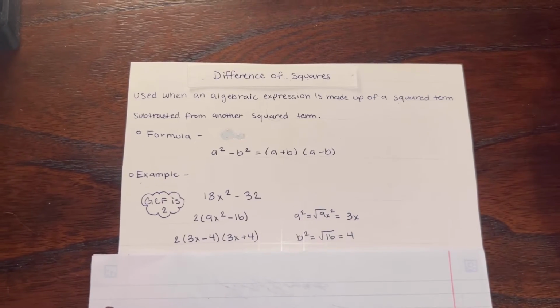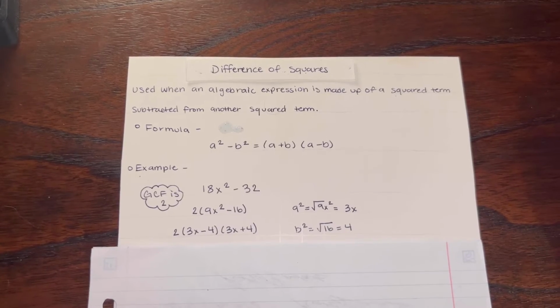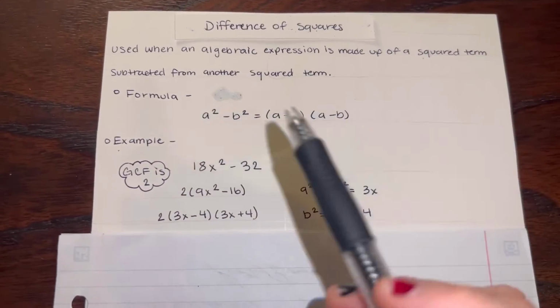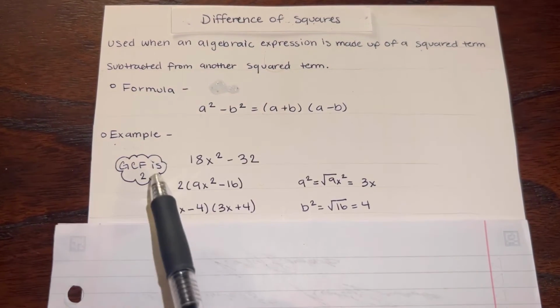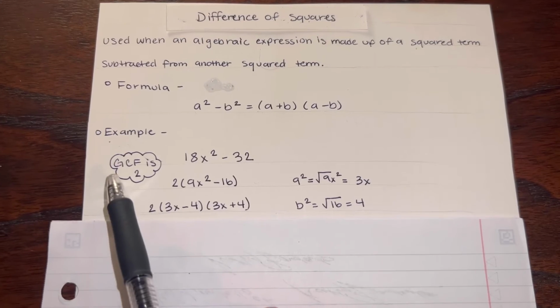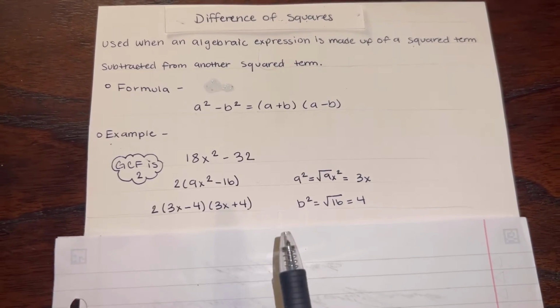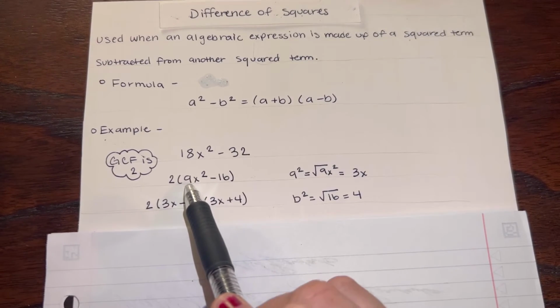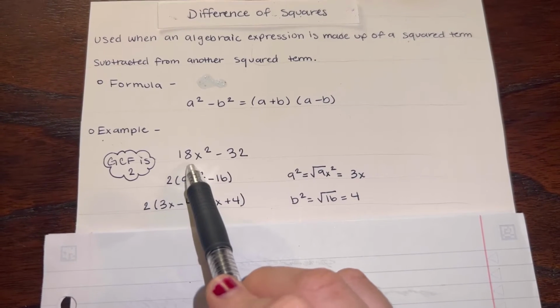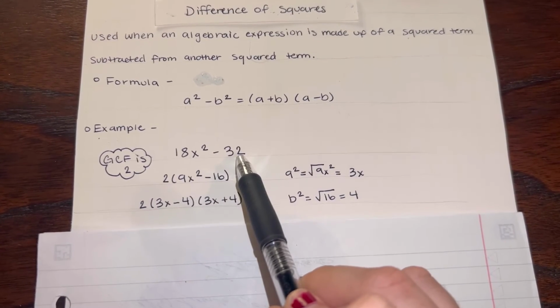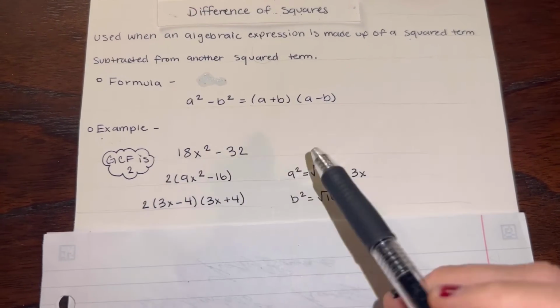The difference of squares is used when an algebraic expression is made up of a squared term subtracted from another squared term. The formula is this. The example I'm using is 18x squared minus 32. The GCF is 2, so you would put the 2 outside of the parentheses. 2 times 9 is equal to 18, so you would put 9x squared. 2 times 16 is equal to 32, so you would put 16 here.